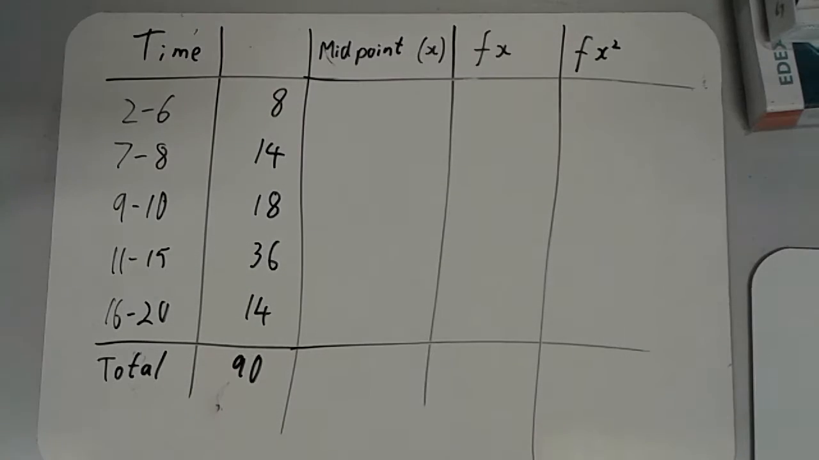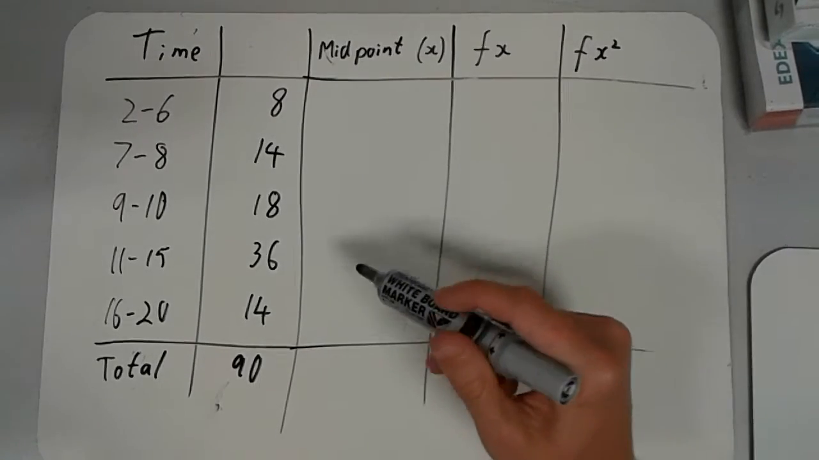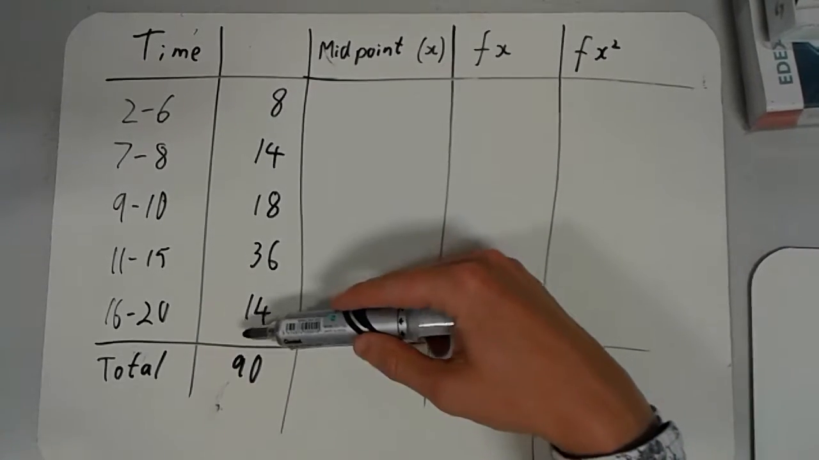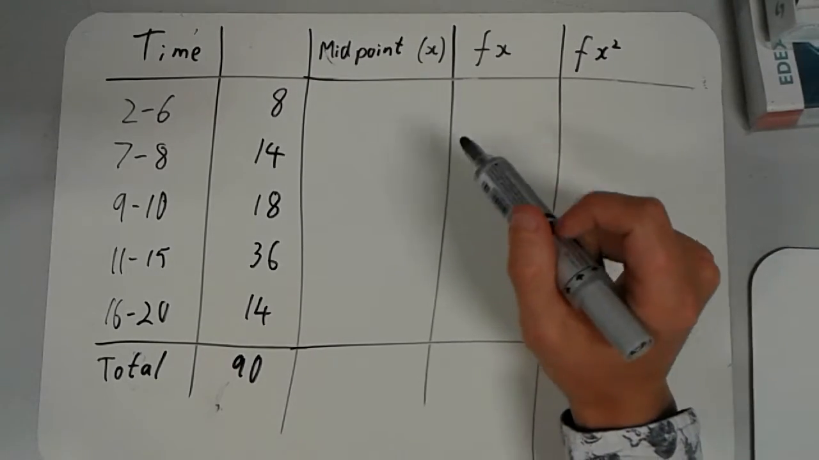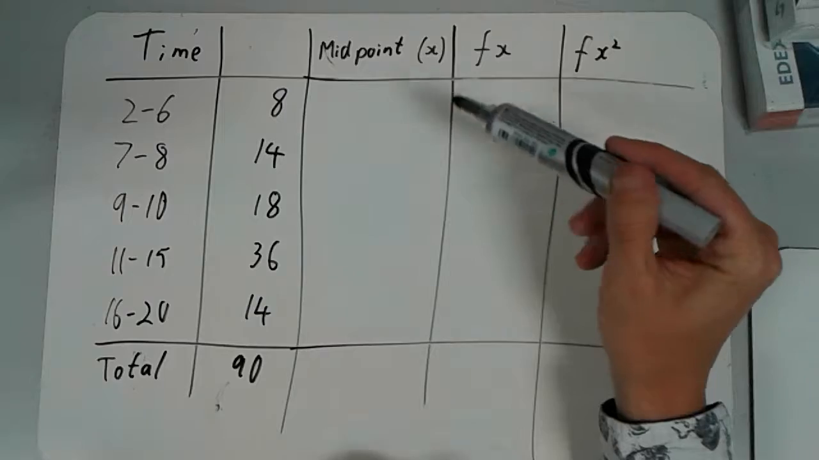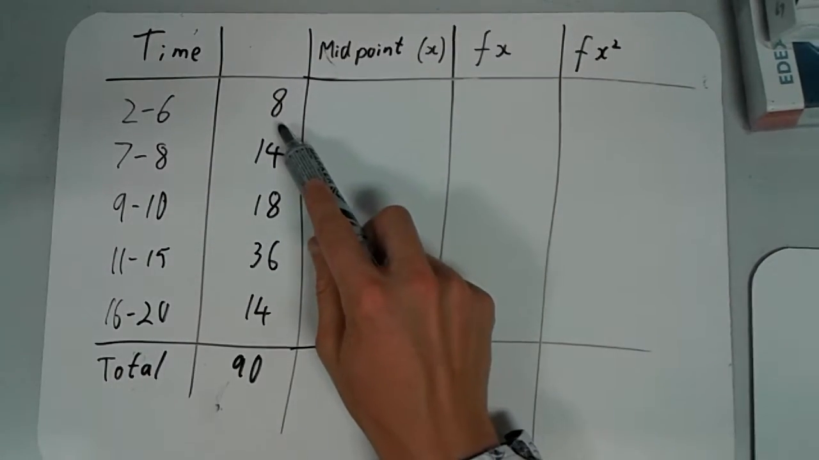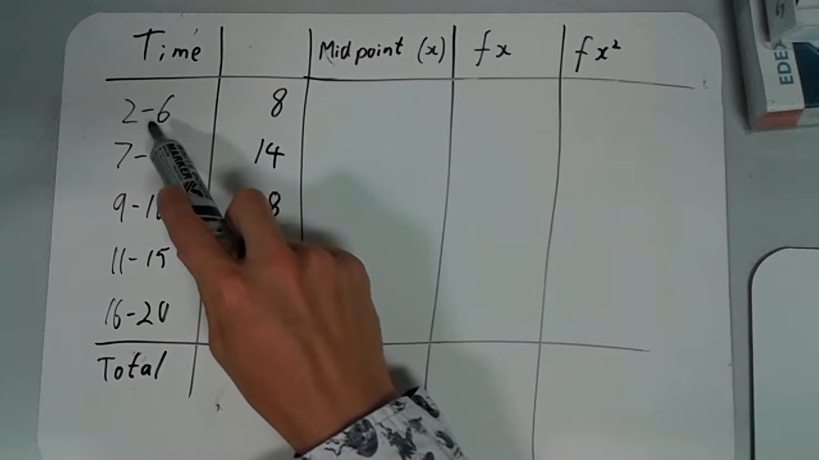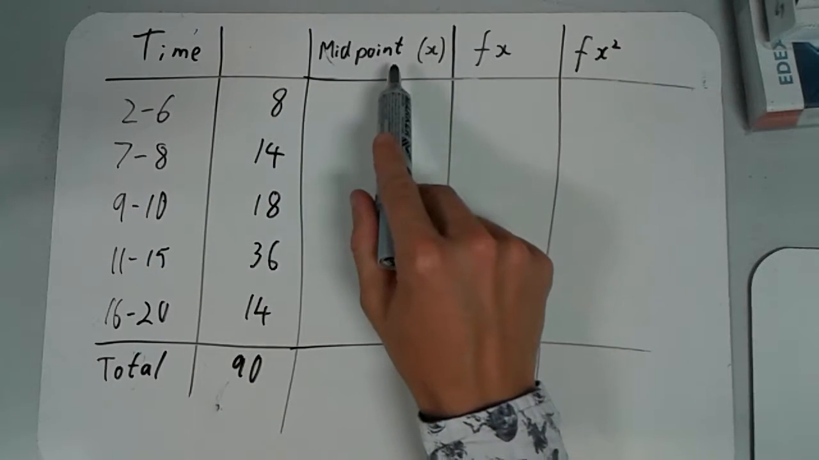In the previous video, we saw how we could calculate the medians and quartiles using linear interpolation from a grouped frequency table. Now we're going to have a look at how we can find the mean and standard deviation from a grouped frequency table. So in order to do that, we're going to need to estimate a number that we can use to represent all of the times from 2 to 6. For that, we're going to use the midpoint.